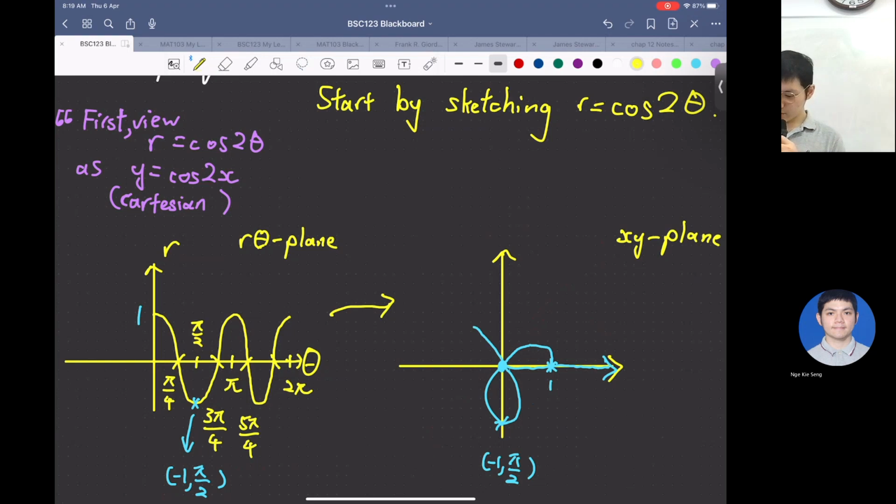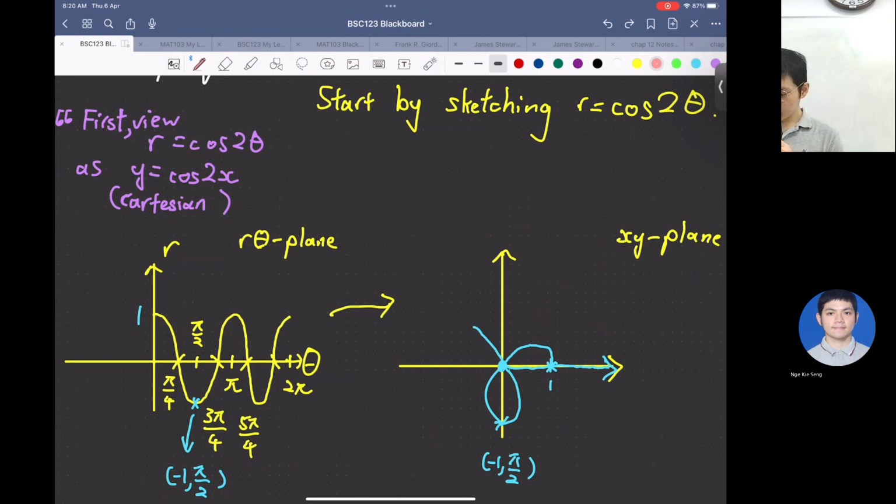Okay, so actually, how many lines have we drawn? We've drawn 1, 2, 3. So we only drew 3, and we are going to draw this line now. Here, 0 grows to 1. So we start from 0, at 3 pi over 4.